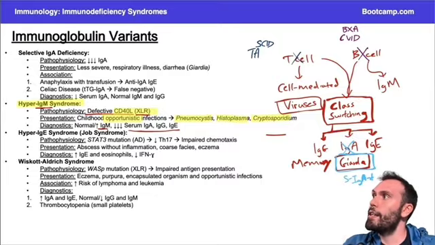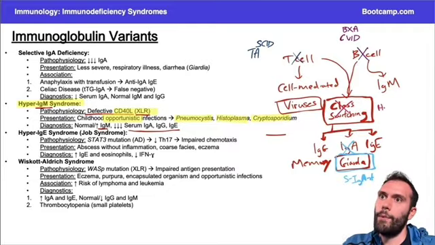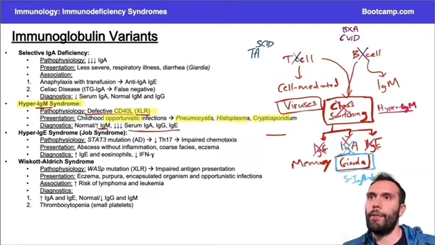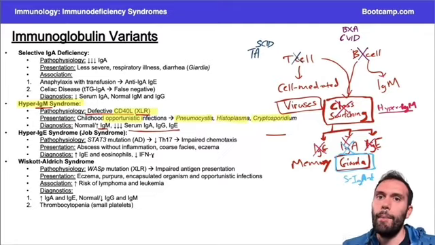Now, in hyper-IgM syndrome, the issue is over here. It's class switching, right? So in hyper-IgM syndrome, the issue is just class switching. So I don't have IgG, I don't have IgE, I don't have IgA, but I do have IgM. Because the issue is here, everything upstream should be okay, right? And so that's kind of how you've got to think about this. You've got to see how upstream is my lesion, so to speak, even though it's not a lesion, but how upstream is the defect from what's actually going on, okay? And that's how you can kind of make sense of this.